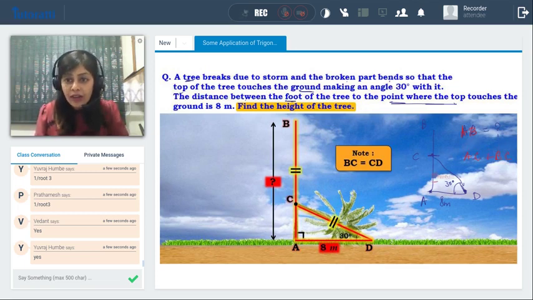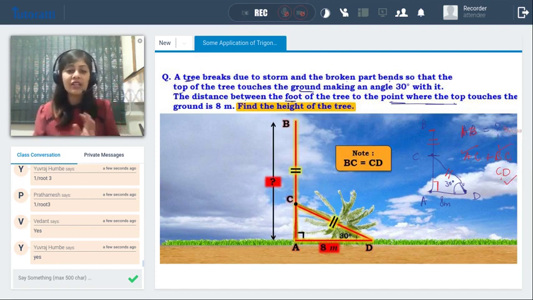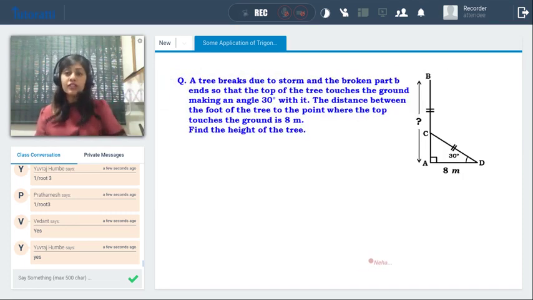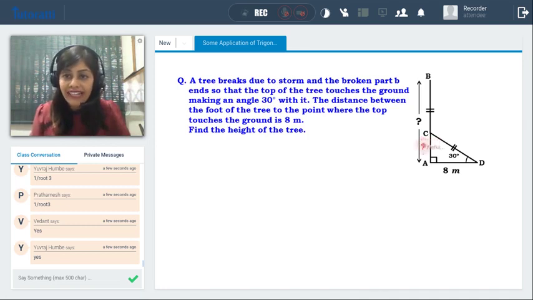Now, AC belongs to this right angle triangle, so you can find AC. We will look at how. BC does not belong to the right angle triangle. But if you understand, this is the same broken part which has fallen to the ground. So what we know is BC is equal to CD. So instead of finding BC, we are going to find CD and then replace CD with BC in our formula and calculate AC plus BC. So now let's quickly move ahead to our question. So now we have understood we have to find AC as well as CD.